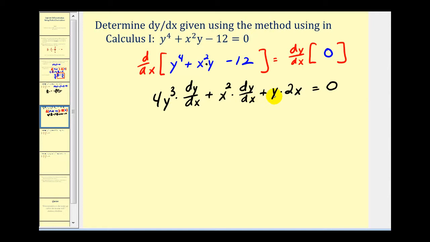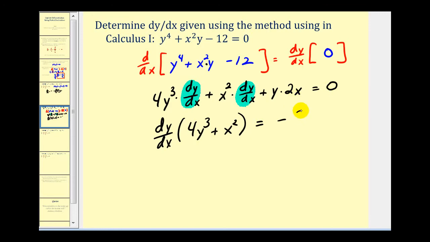And now we'd have to solve this equation for dy/dx. So we're going to factor out dy/dx, and then move this term to the right side. So we'd have 4y cubed plus x squared, and then we're going to move 2xy to the other side, so we'll have negative 2xy. And now we divide.